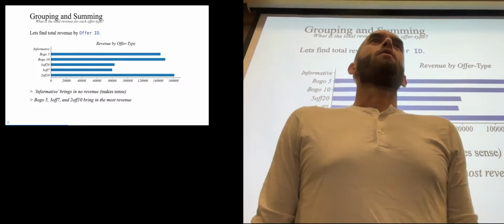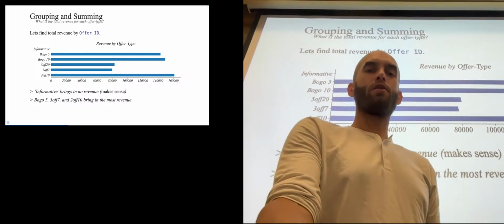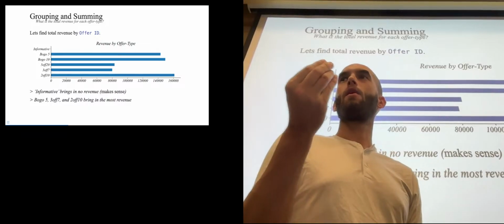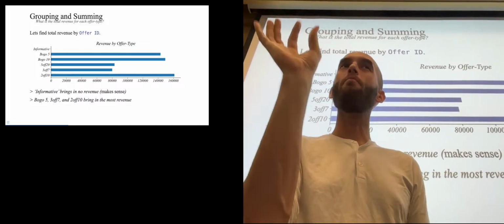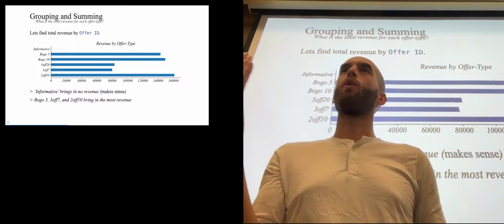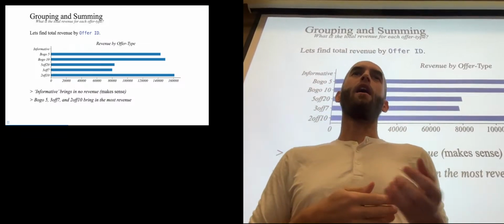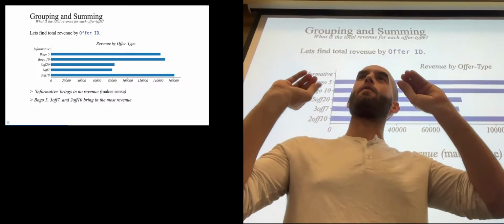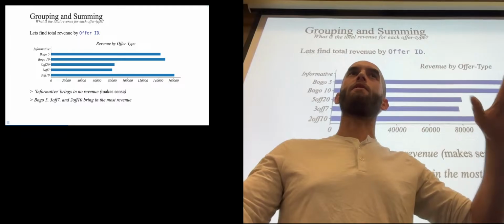Yeah, so look, we know 2 off of 10 is definitely bringing in the most. But what if we sent way more 2 off of 10s than anything else? What if the differences between the revenue is simply coming from the fact that we're sending more of some offer types than others?